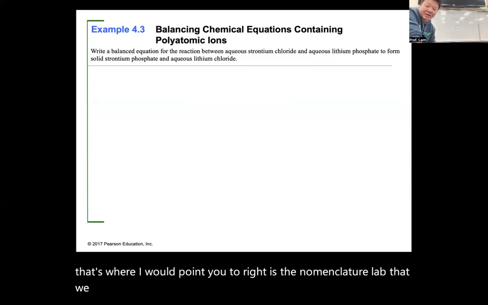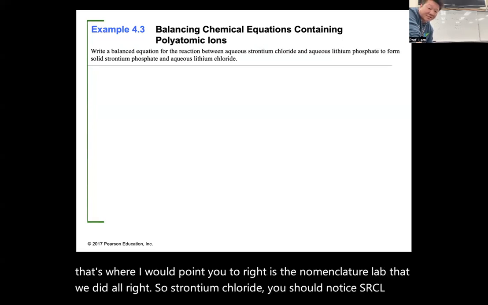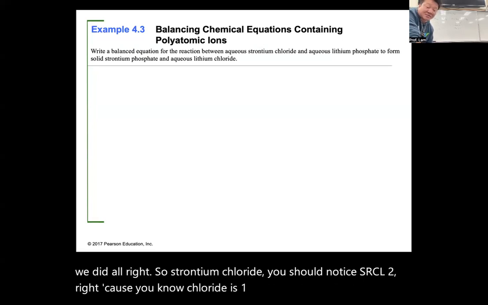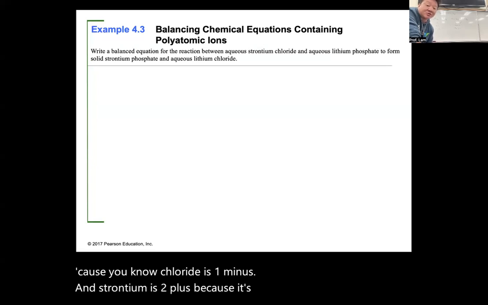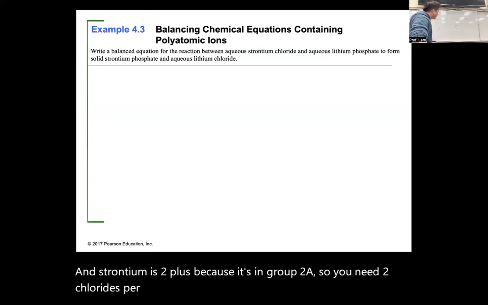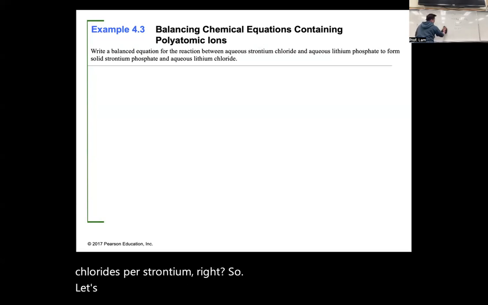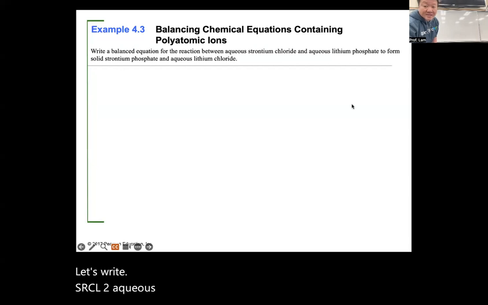All right, so strontium chloride, you should know is SrCl2, right? Because you know chloride is 1 minus and strontium is 2 plus because it's in group 2A. So you need 2 chlorides per strontium, right? So let's write the equation. SrCl2 aqueous plus aqueous lithium phosphate.